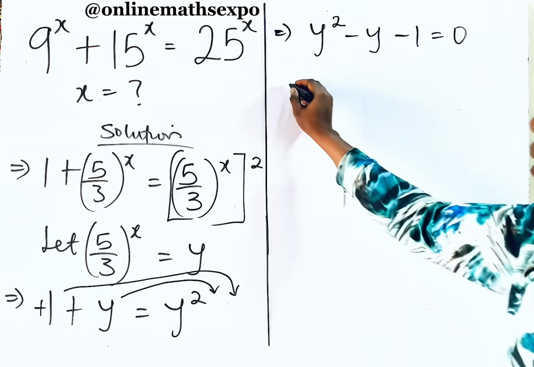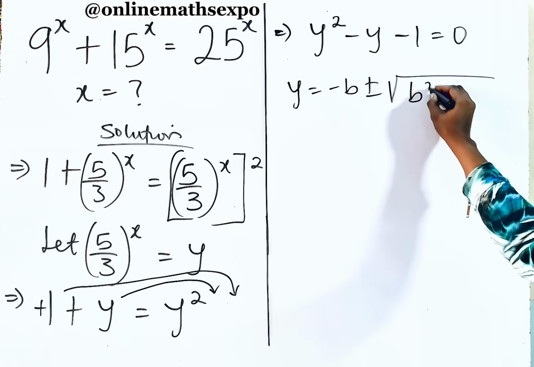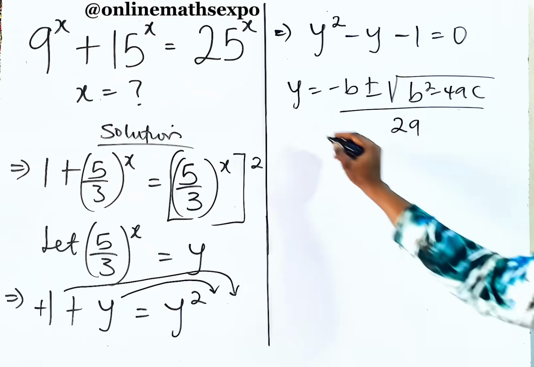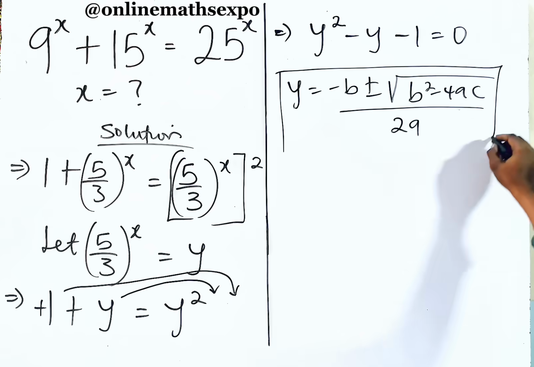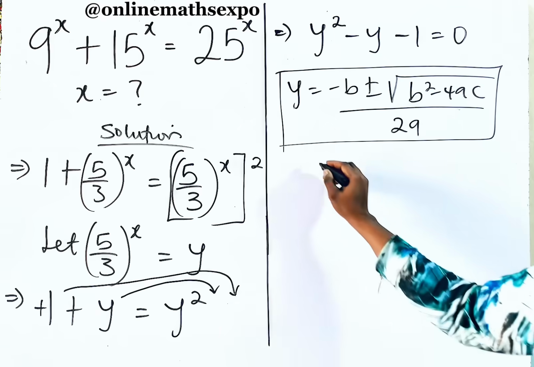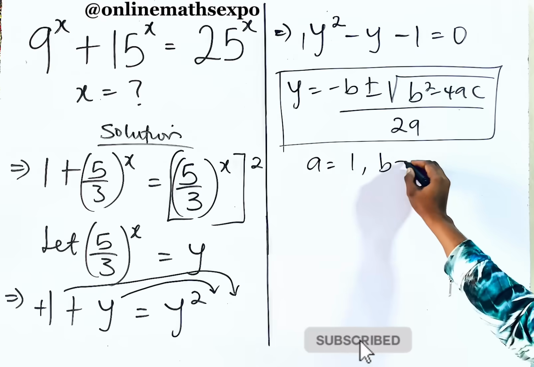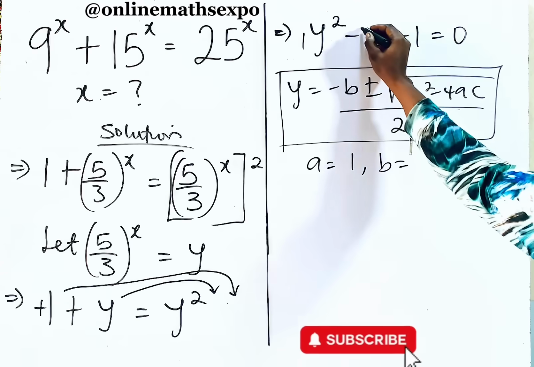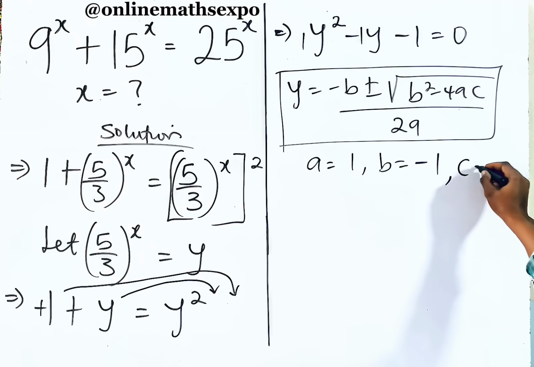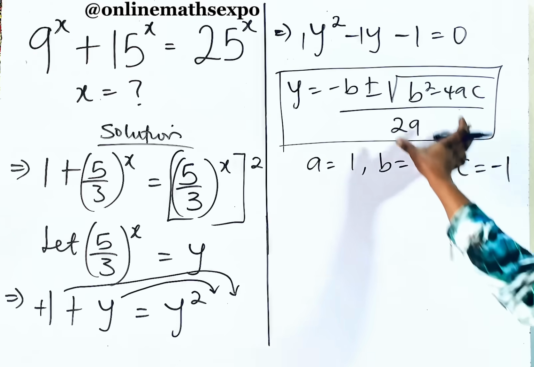So remember your formula, y will give us negative b plus or minus the square root of b squared minus 4ac, divided by 2a. So we're going to apply this formula. Remember, your a is always the coefficient of y squared. So our a, the coefficient here, is 1, okay? Our b is the coefficient of y, which is also negative 1. So we have negative 1. And our c is this constant, which is negative 1. So plug these values here.